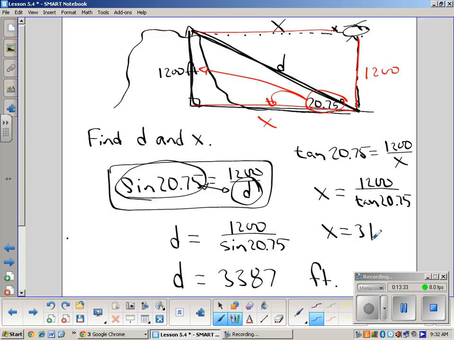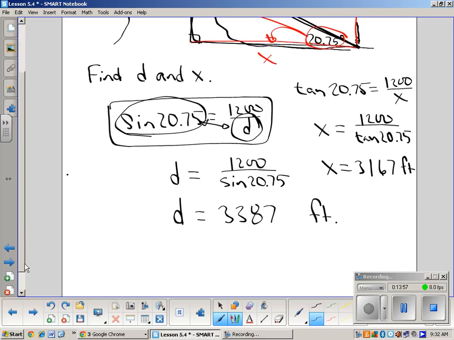3,167. Just to the feet. We rounded this one to feet, so we'll round that one to feet. My tools for measuring my angle weren't accurate enough to go to tenths or hundredths. You got crappy tools. Yeah, crappy tools. Okay? All right. Any questions on that? All right, moving along.